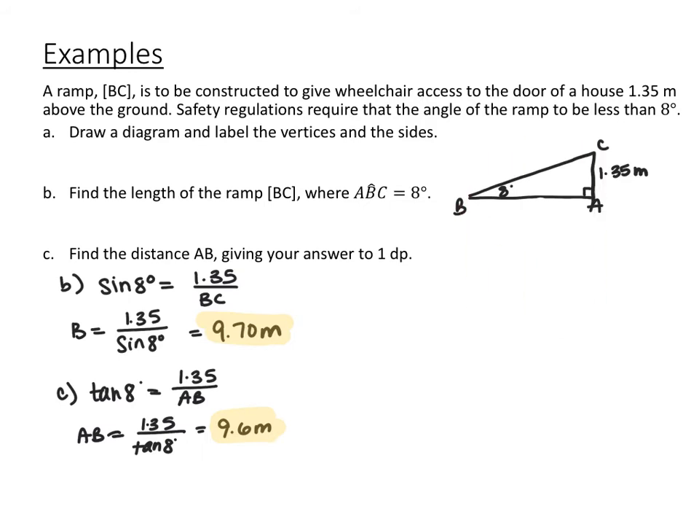So here's my diagram. I labeled this missing angle A because they were using it down here, and then this side AC here is going to be 1.35 meters.